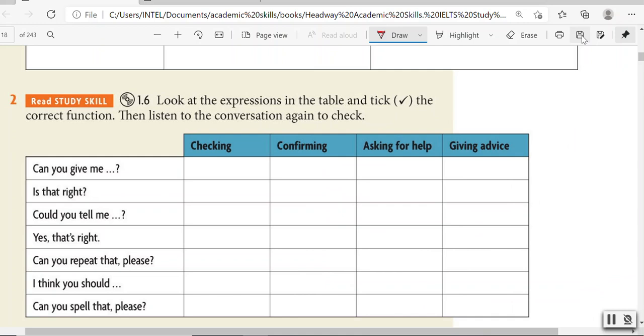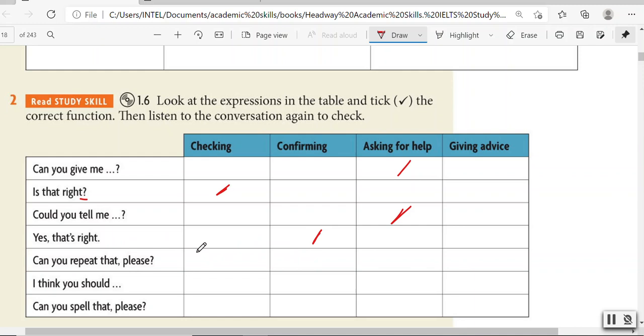Can you give me? Can you give me belongs to which one? Of course, asking for help. Second one, is that right? Belongs to which one? Of course, that's a question, it belongs to checking. Could you tell me? This one belongs to asking for help. And yes, that's right. Belongs to which one? Belongs to confirming, because you know which expressions we have for confirming and for checking.